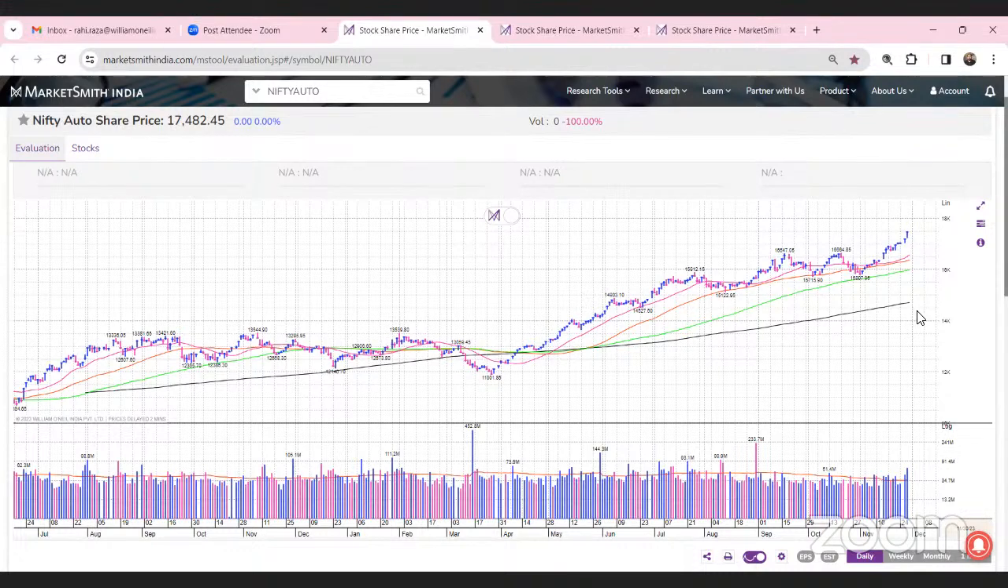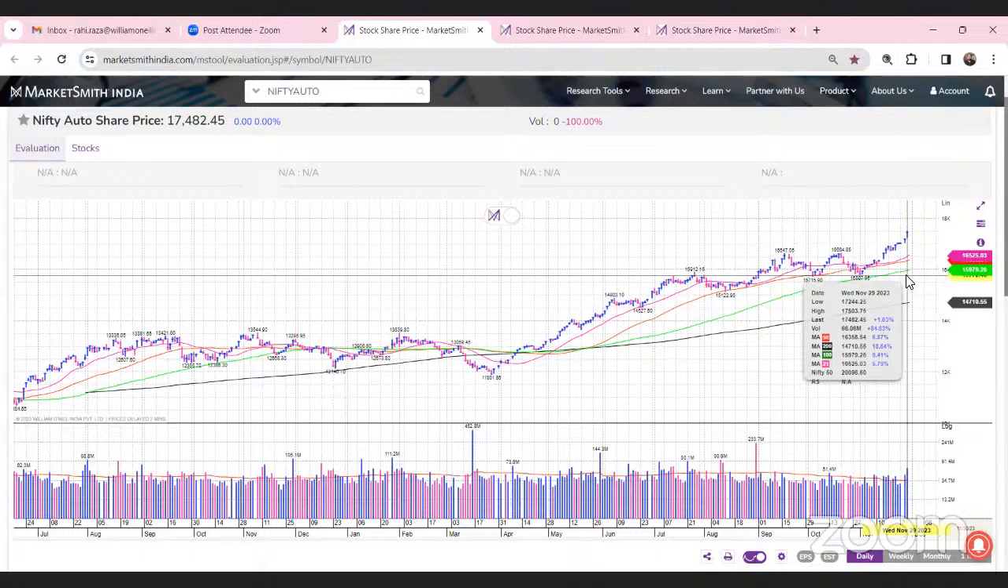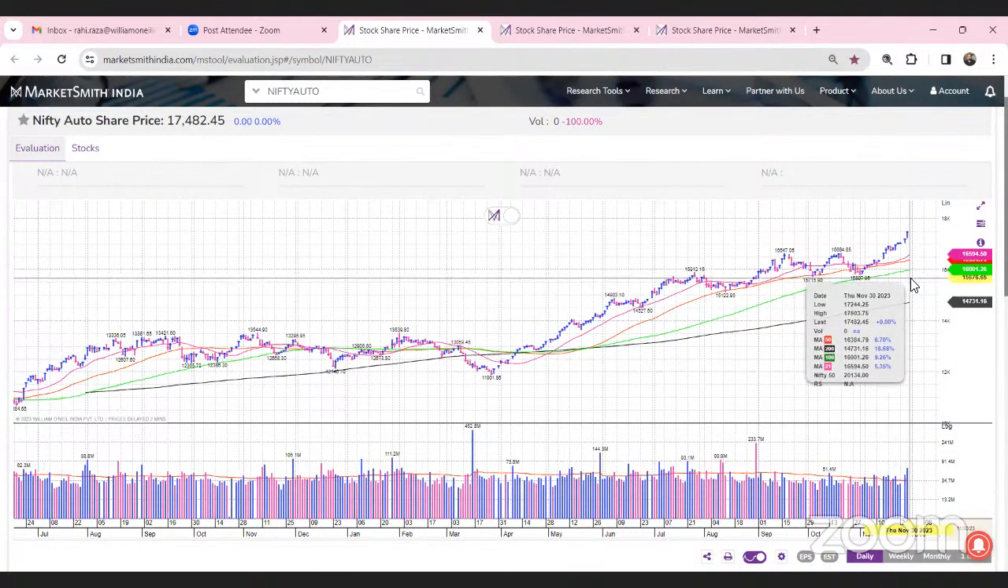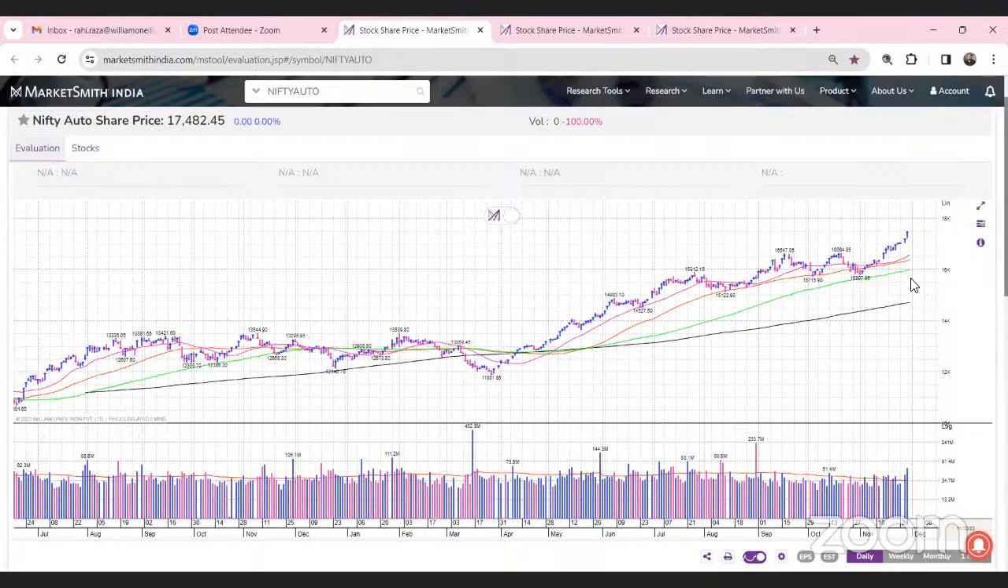So what next to expect? That is the main thing. According to us, the next target would be around 20K. We can understand that it is a target that it will not achieve in a month or in a week, but it will take its own time. If this bullish momentum continues and the overall sentiment of the market remains positive, we will see the target of 20,000 as well. So according to us, there is no sign of weakness. The index is moving in a bullish trend, and the bullish momentum remains intact. And this is all for Nifty Auto.